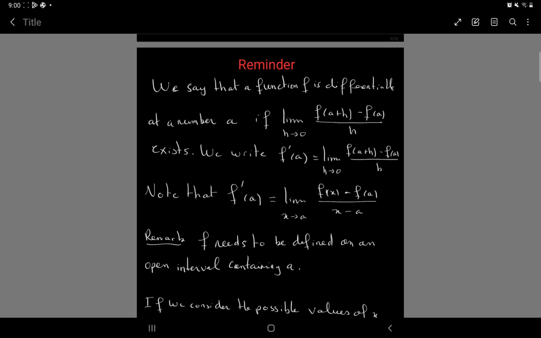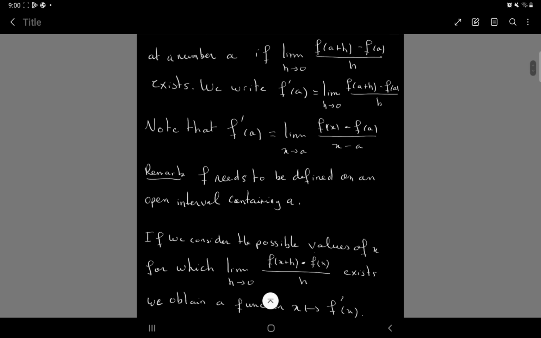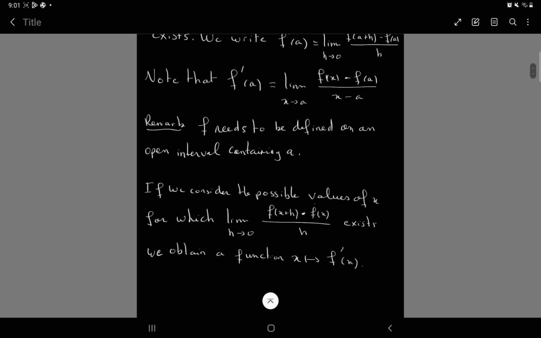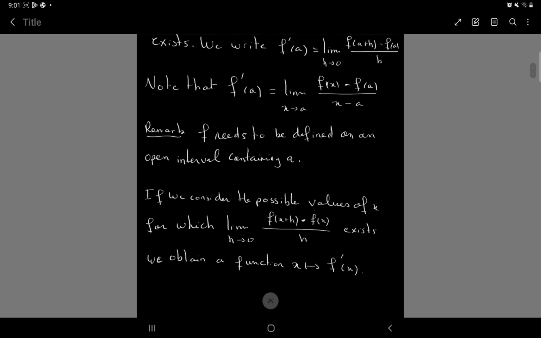Okay, great. Now, to be differentiable at a, f needs to be defined on an open interval containing a. And then if we consider all the possible values of x for which the limit of f of x plus h minus f of x over h exists as h approaches 0, we can obtain a function that assigns to a number x the number f prime of x. This is called the derivative function of f.